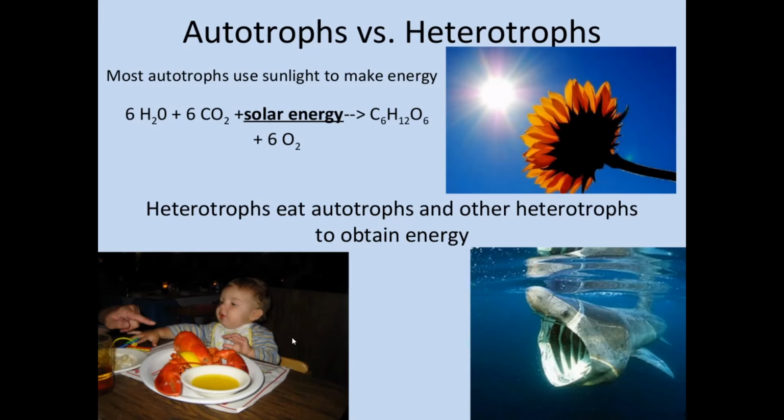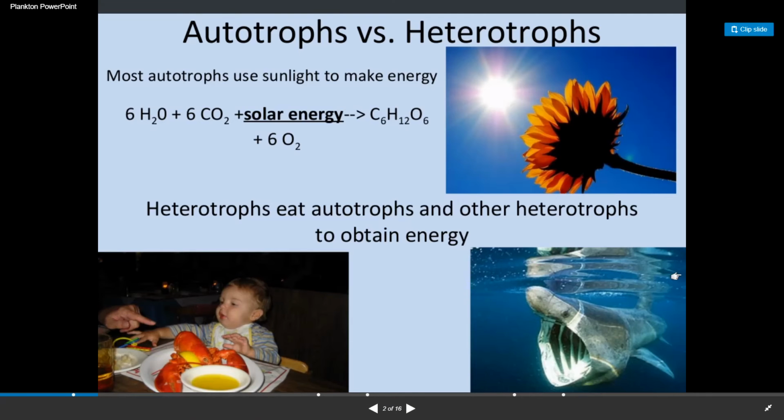So, like I said, most autotrophs use sunlight to make energy. So you have water plus carbon dioxide plus solar energy gives you glucose and oxygen. Heterotrophs eat autotrophs and other heterotrophs to obtain energy. So there's you right here. And that's a basking shark.